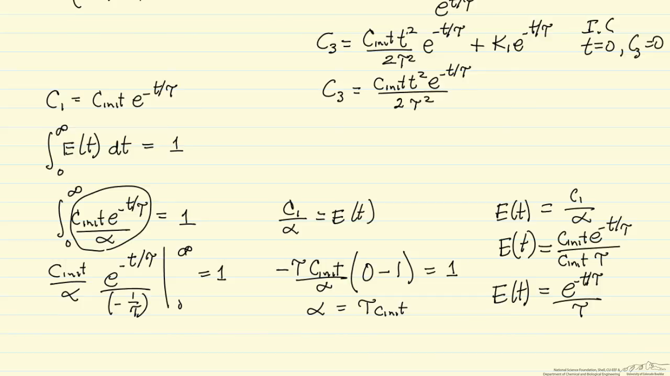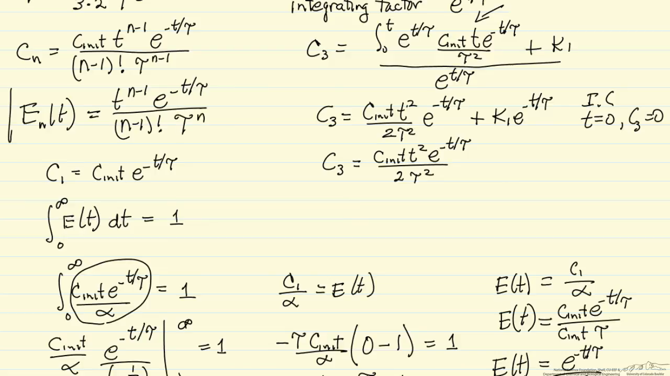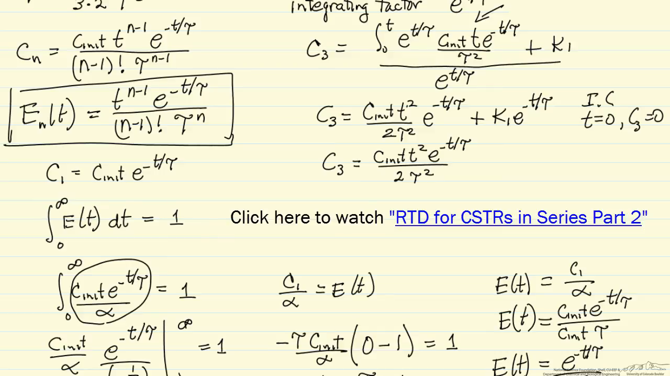So my general residence time distribution, E for the nth reactor, is going to divide this by alpha. So the C initial is going to cancel. I have my exponential term, the factorial, and I have an additional tau, so now I have tau to the nth. And so this is the residence time distribution for any CSTR in the series of CSTRs, where we have tau as the space time, the residence time in a given CSTR. All the CSTRs are identical.